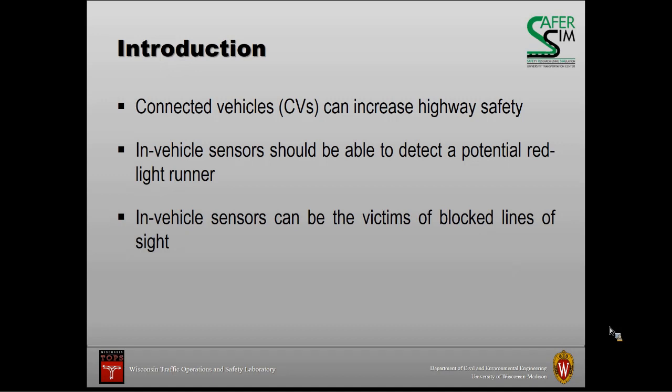So, arguably, we can say that in-vehicle sensors should be able to detect a potential red light runner and communicate this message through the in-vehicle sensors and the transportation infrastructure to connected vehicles. However, these sensors can fall victim to blocked lines of sight due to the presence of other vehicles, pedestrians, and roadway infrastructure, and hence, these can create a blind spot scenario.